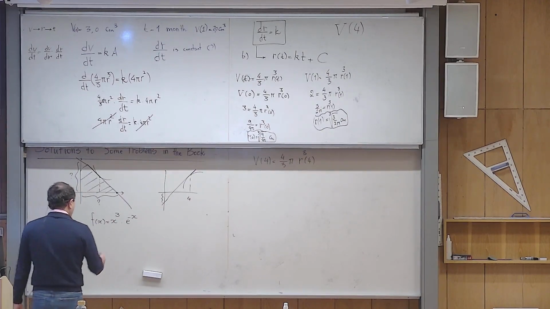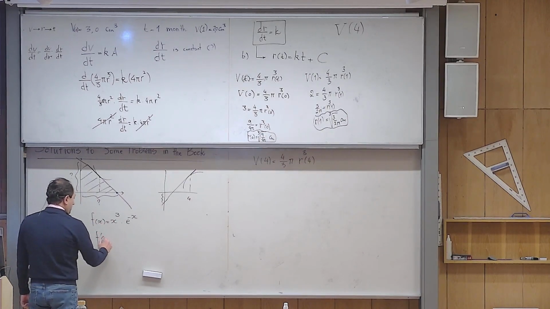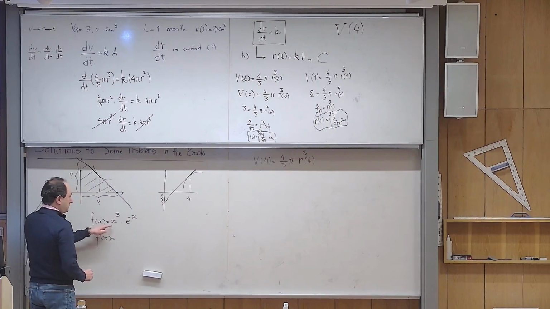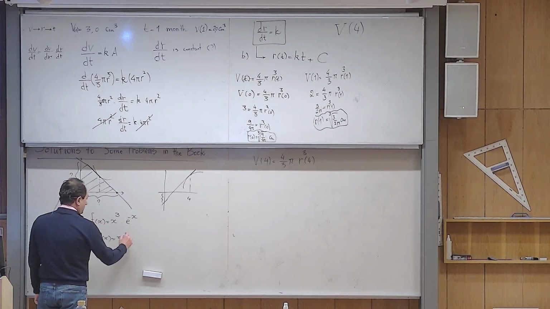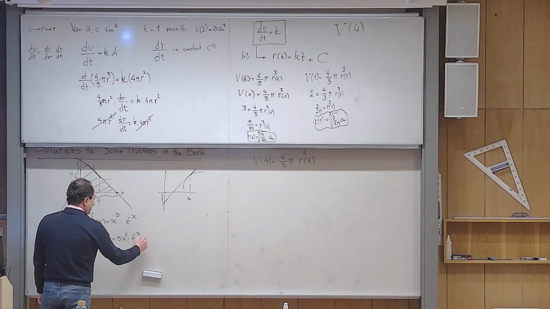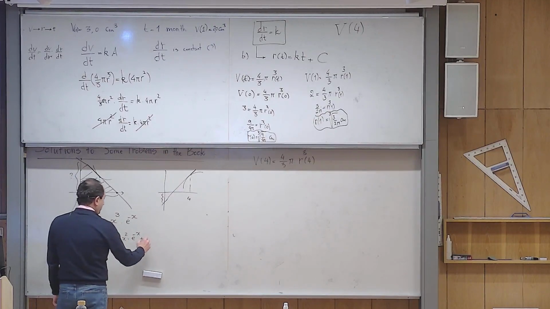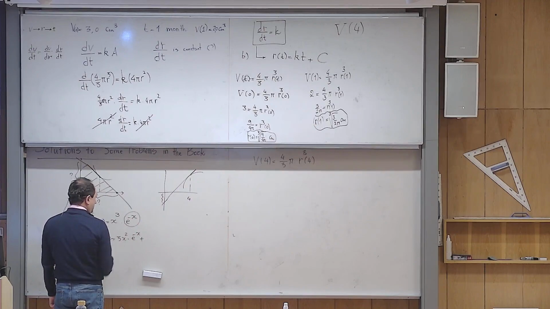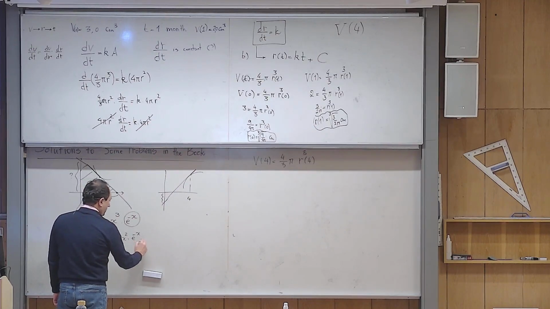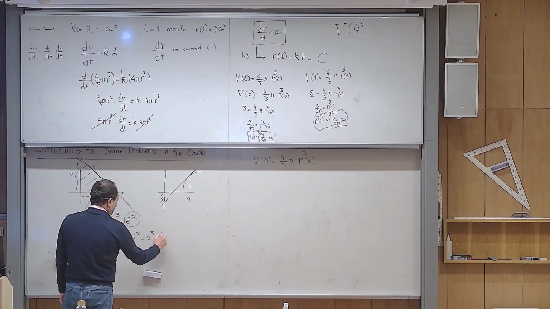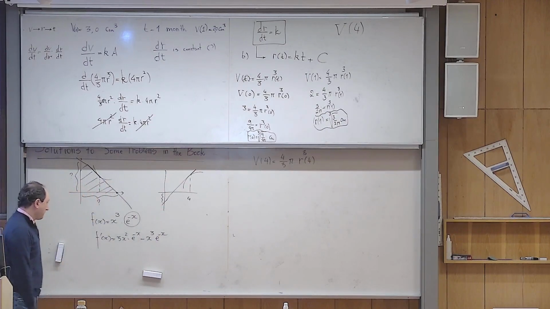Yes? Anyway, so if I want to differentiate this function, the product rule is the derivative of the first one, which is 3x squared, multiplied by the second function, plus the first function itself multiplied by the derivative of that function, which is minus e to the power of minus x. So I write minus x to the power of 3 e to the power of minus x.